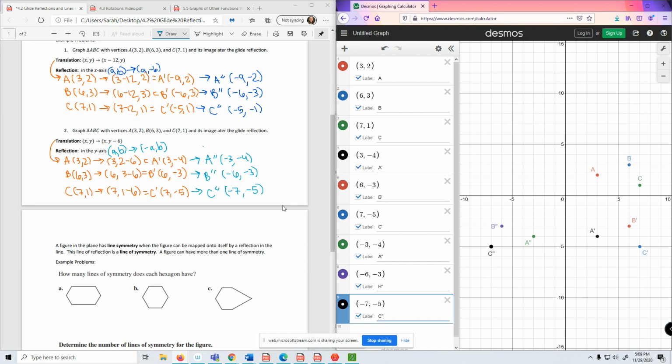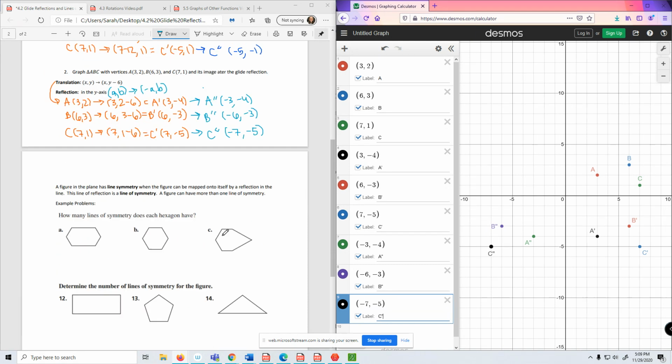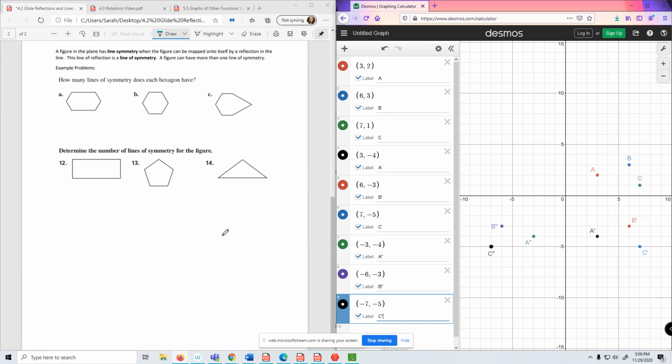The last thing we're going to do here is look at lines of symmetry. You've probably talked about lines of symmetry before, maybe even as early as elementary school. In the fancy geometry math way of saying this, we say a figure in the plane has line symmetry when the figure can be mapped onto itself by reflection in the line. This line of reflection is our line of symmetry.